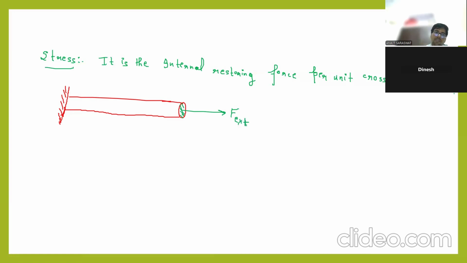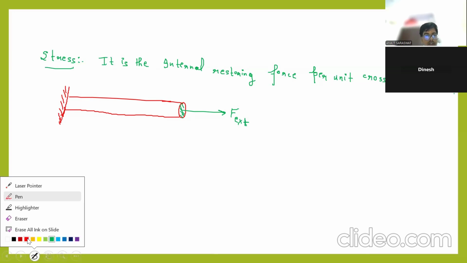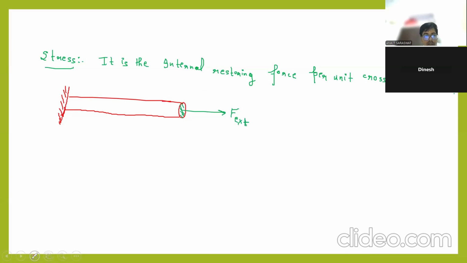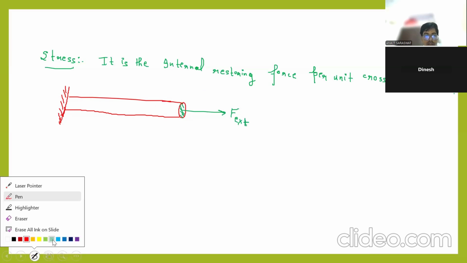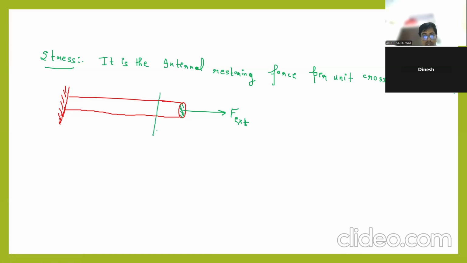Because I have applied a force F external, say 4 Newton, it will extend a little bit. I don't know the original length, but because of F external it will extend a little bit. This is the extension, let us suppose x. This is the original length, L naught.